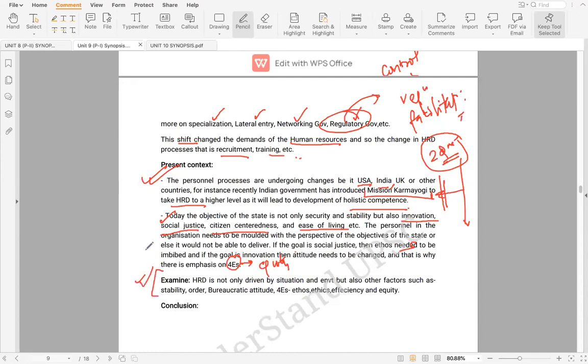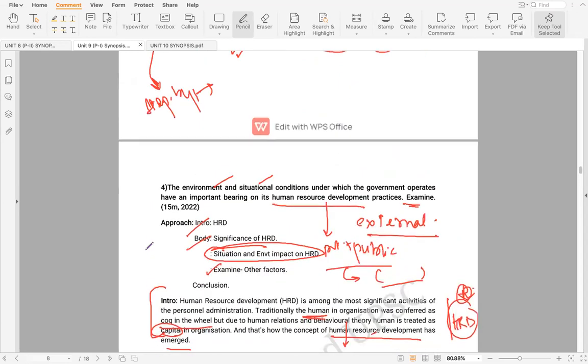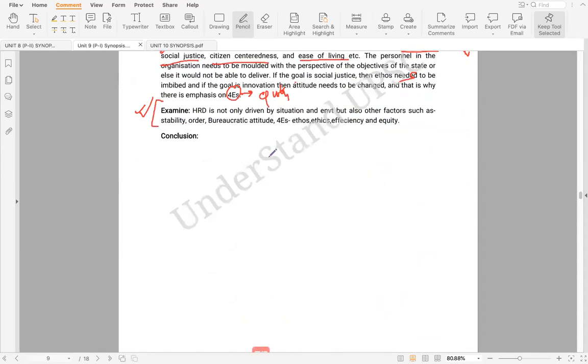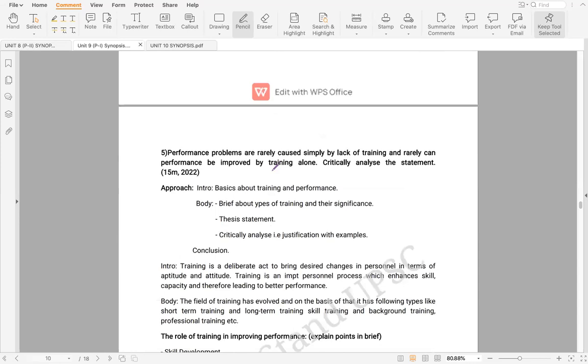Here you can see, depending on the marks of the question, it's a 15 marker, right? Because you have to examine, you have to also tell us that it is not only the environment and the situational conditions, but also other conditions. And what are those other conditions? Stability, order, bureaucratic attitudes, the 4 E's, etc. Now, this basically is nothing but an extrapolation of the structural aspects of bureaucracy. And then you can conclude with whatever you want to conclude, directly with an initiative or a committee, etc.